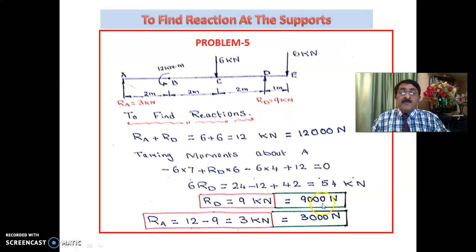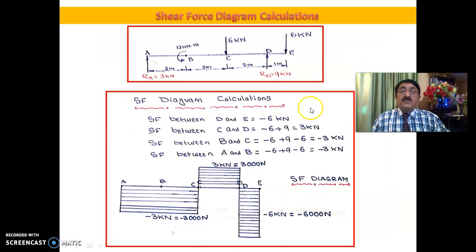Once you get RD equal to 9,000 newtons, and RA plus RD is 12,000 newtons, RA will be equal to 3,000 newtons or 3 kilonewtons. In that way, you are finding the reactions at the supports. Okay, next you see here, we will do the shear force diagram calculations.